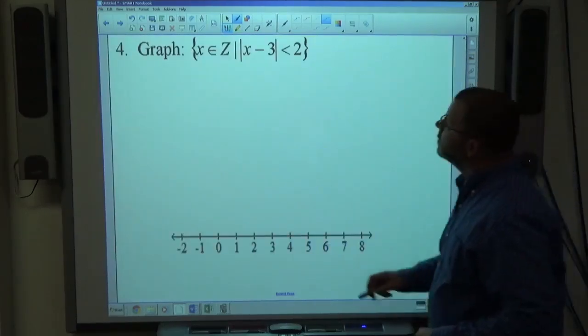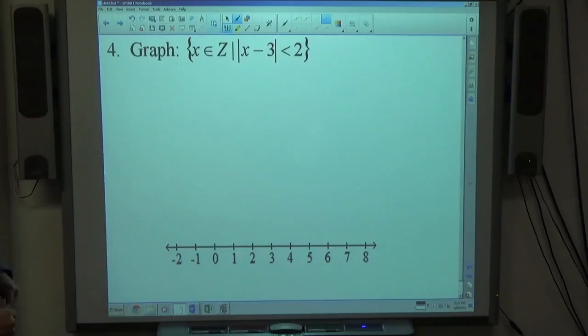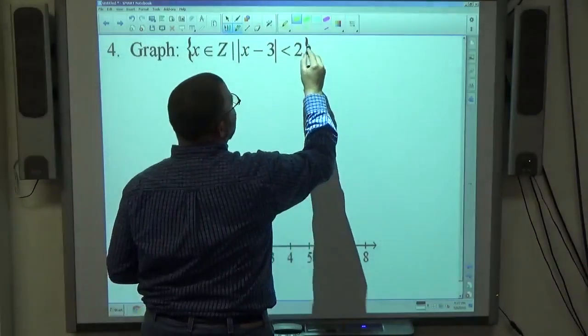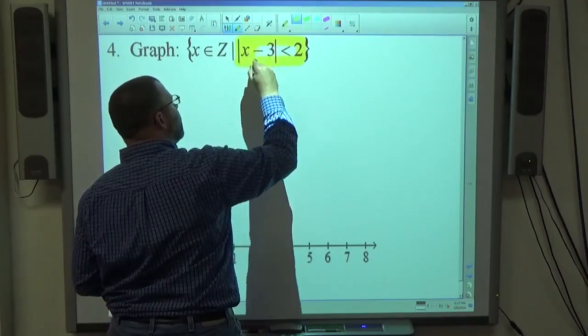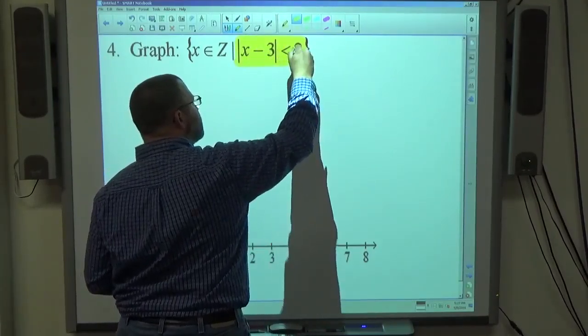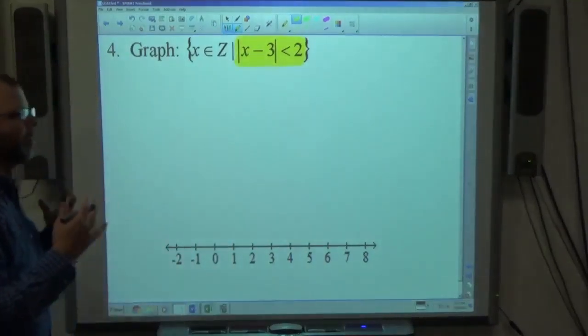Okay, number 4. Supposed to graph an absolute value inequality over a given domain. Domain's important, but not yet. So the first thing I want to focus on is the problem. I want to solve that. And this does say less than 2. It could just as easily say greater than 2 on the test. I know how to do both.